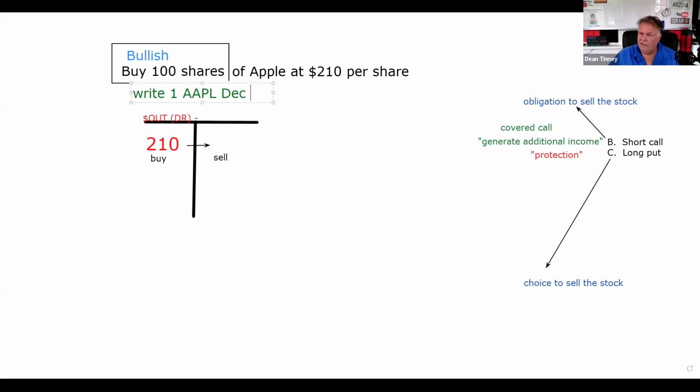Now, the disadvantage of that lower strike is we're not going to participate past that. We're about to put in a ceiling here. So the more bullish we are, the higher the strike we're going to write. The less bullish we are, the lower the strike we're going to write.